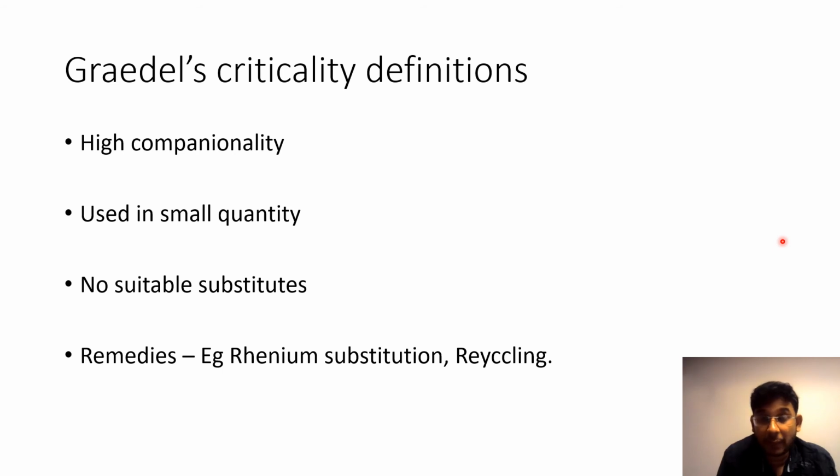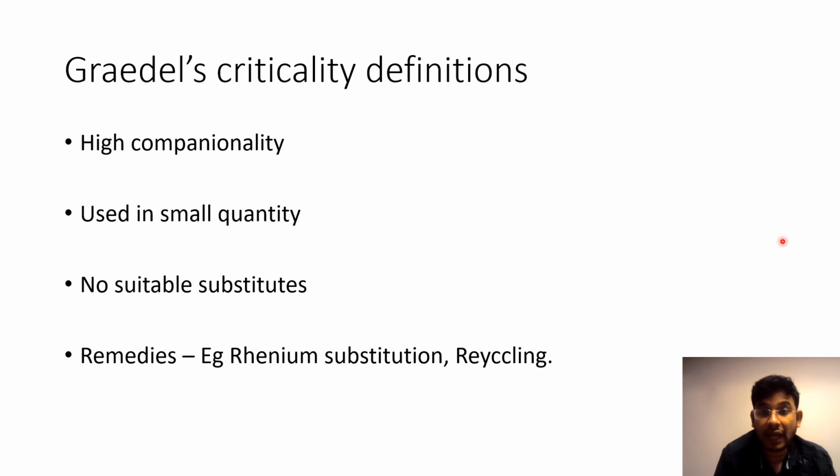Some metals are major carriers and other minor metals are simply associated with it. So you see, these metals which are critical can have high companionality. That is, they are not produced in large quantity. They are not iron, aluminum, copper, nickel, or zinc. They are some minor metals. They are associated with other major metals.